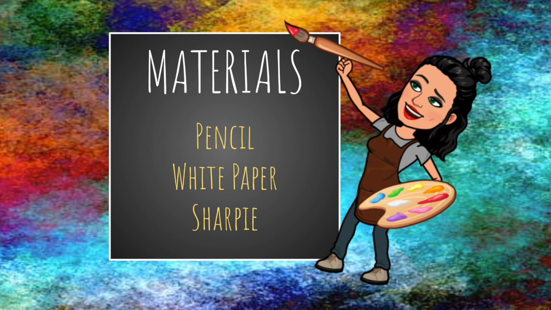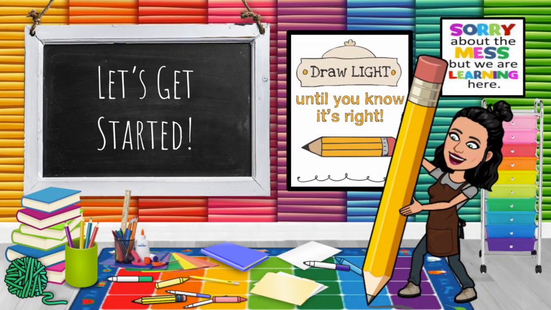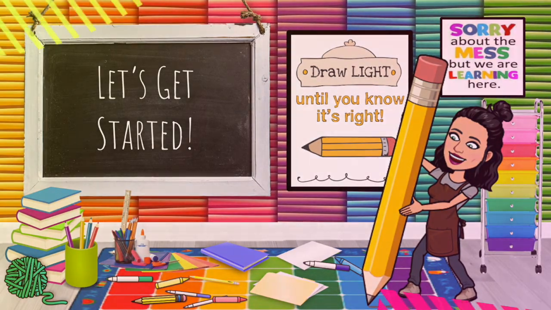The materials you'll need today are a pencil, a piece of white paper, and a Sharpie. You can also choose to print or download the choice sheets. Alright, boys and girls, let's get started.